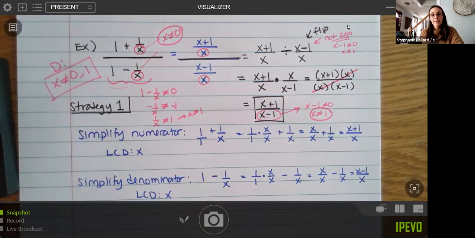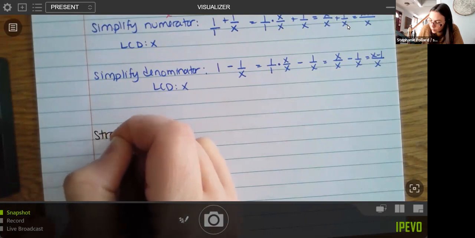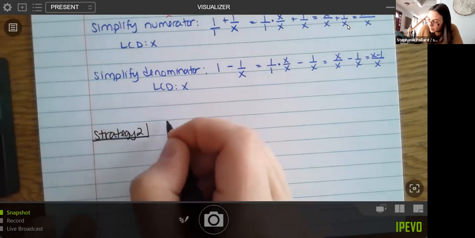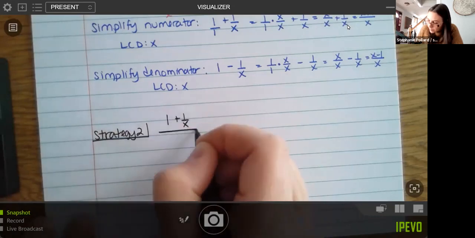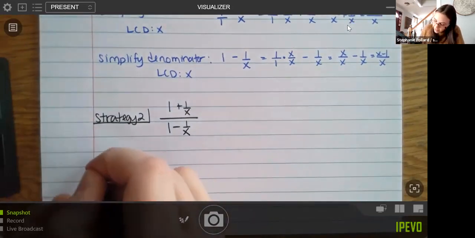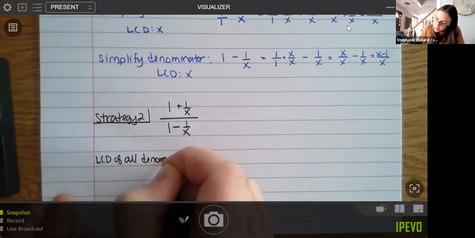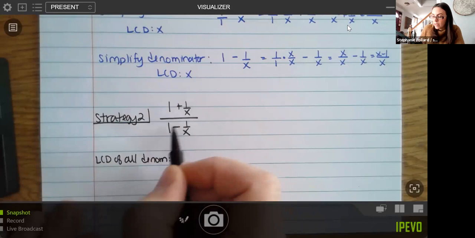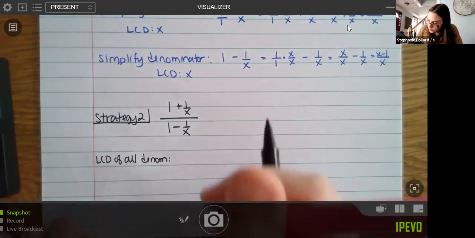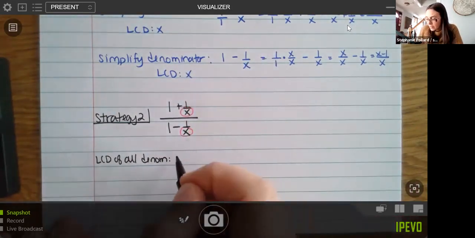All right, let me show you a second strategy here. I would say that probably most students like this one better. So I'm going to rewrite the problem. What you do in this case is find the LCD of all denominators in the problem. I don't mean this overall one here. I just mean all the little mini fractions in the problem. So if I have two denominators that I'm looking at, x and x, my LCD here is just x.